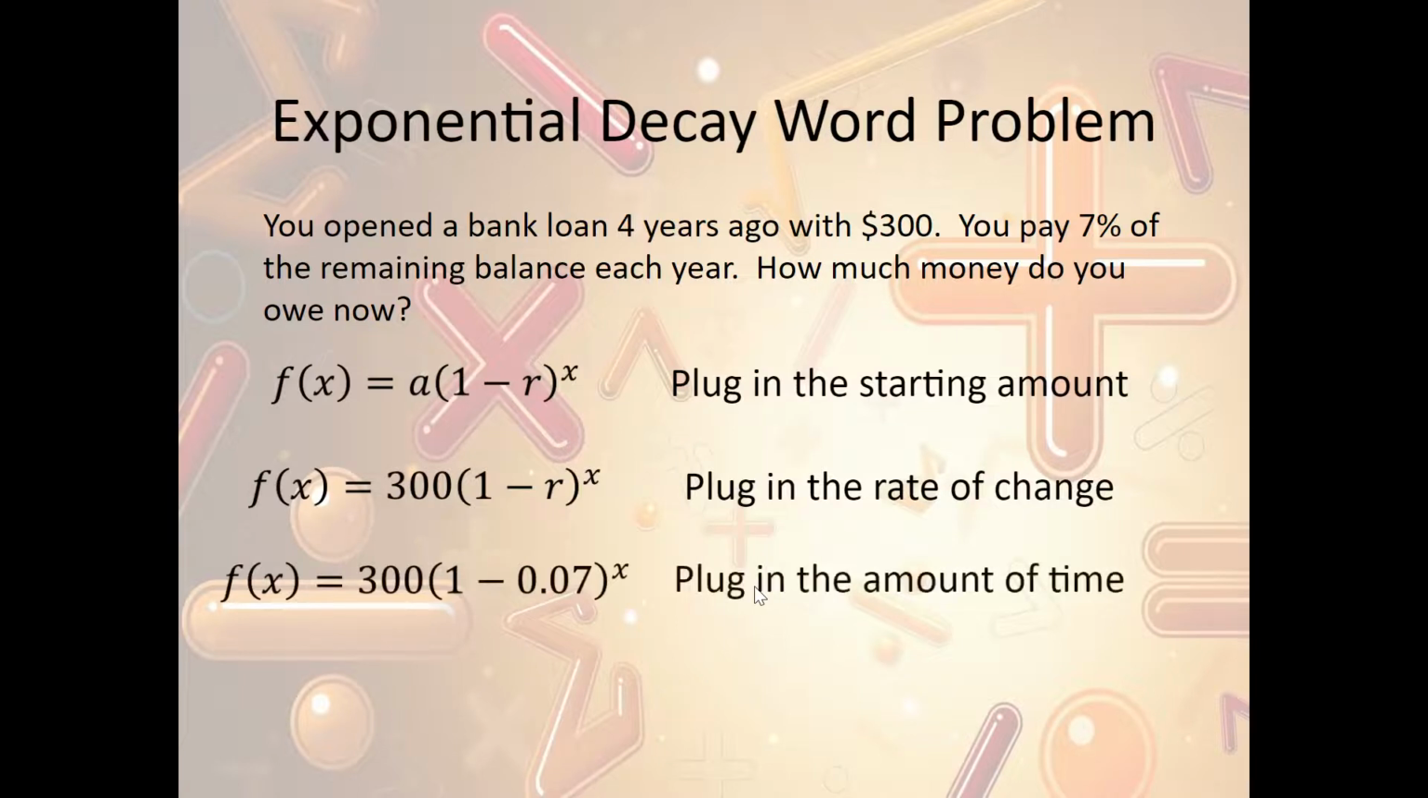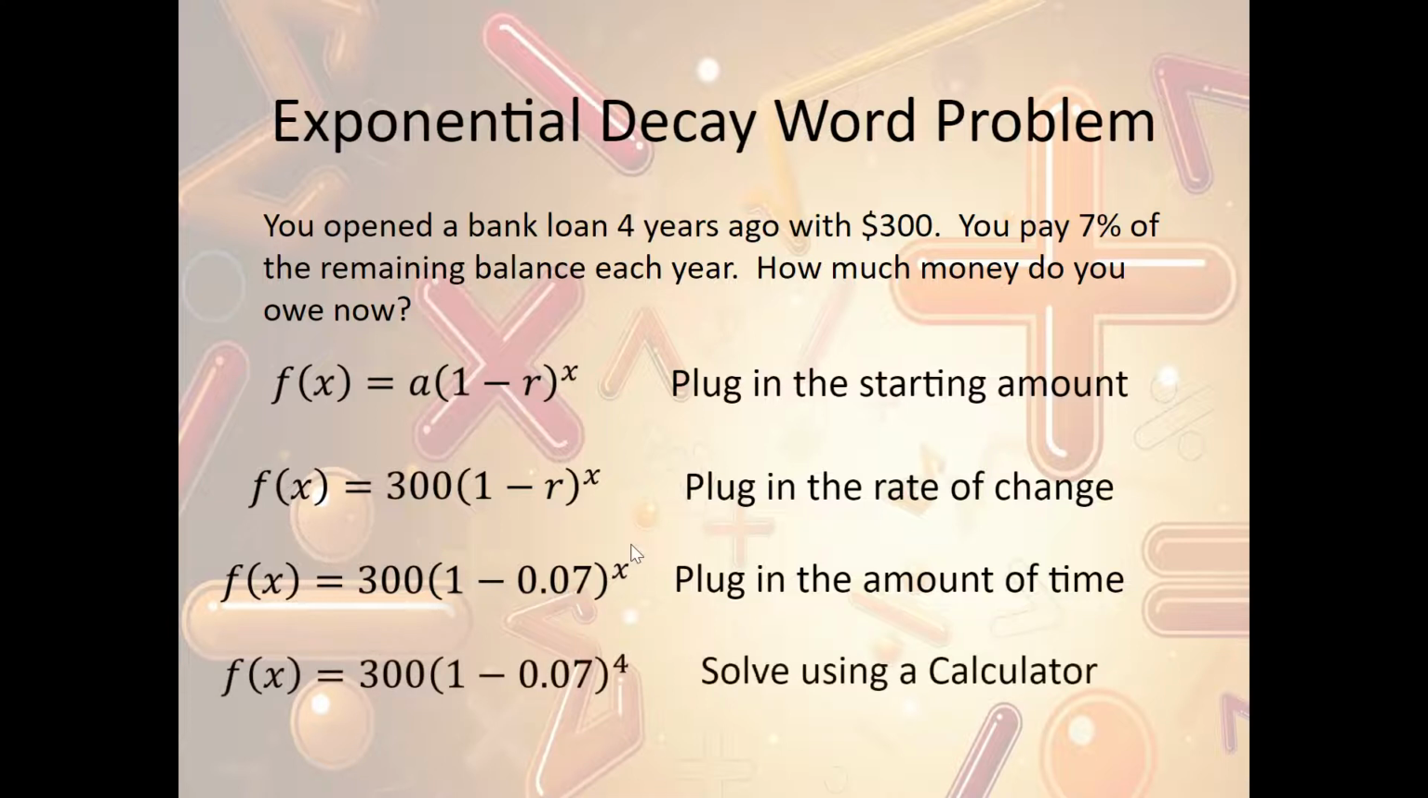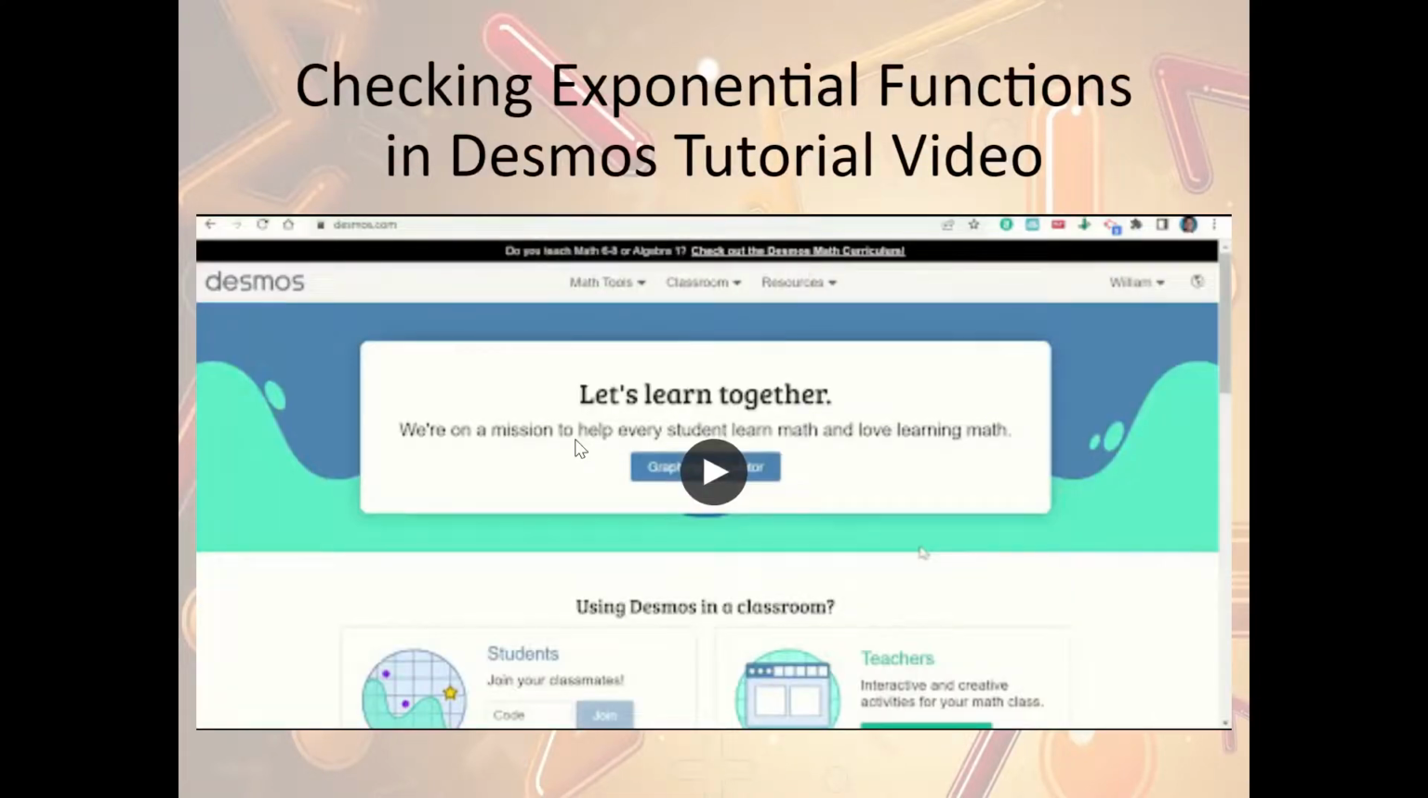Lastly, we're going to plug in the amount of time. The amount of time is 4 years, so that's 4. We plug that into our calculator, and we get that now we owe $224.42. There's a video here that shows you how to check exponential functions in Desmos, so you can go ahead and watch that video as well.